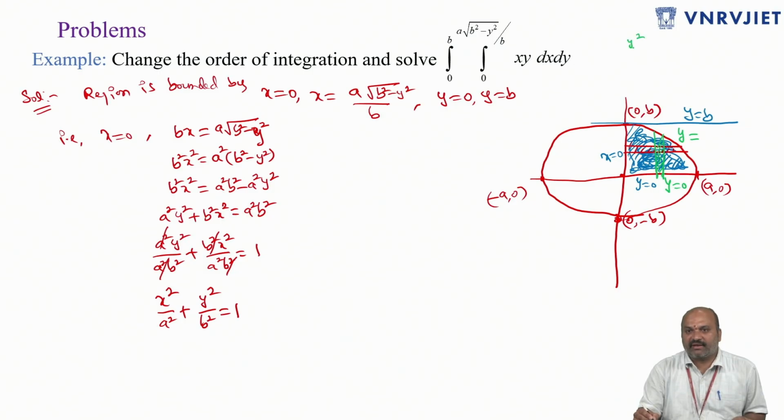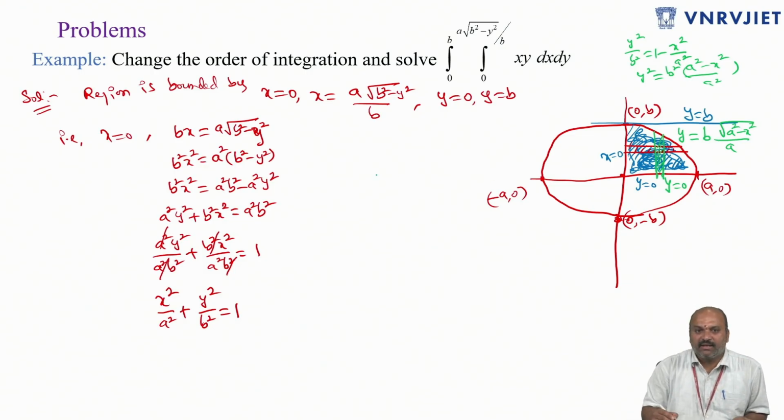So y square by b square is equal to 1 minus x square by a square. Now this can be written, by cross multiplication, as y square is equal to (a square minus x square) divided by a square, into b square. Therefore, y is equal to root over (a square minus x square) times b over a. So this is y equals b by a root over a square minus x square.